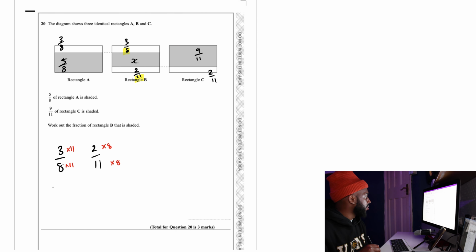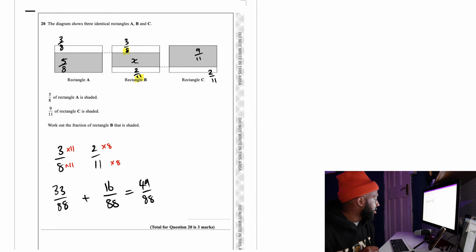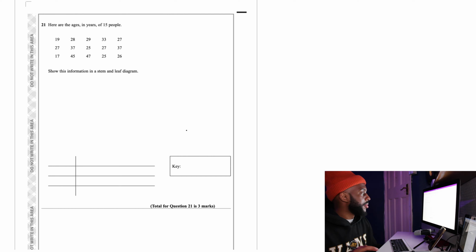So we end up with 33/88 and 16/88. And then we add these together and we see what's left, and that'll be x. So when we add these together, we get 49/88. So then what's left must be 88 minus 49. So that's going to be 39, I believe. 39/88.